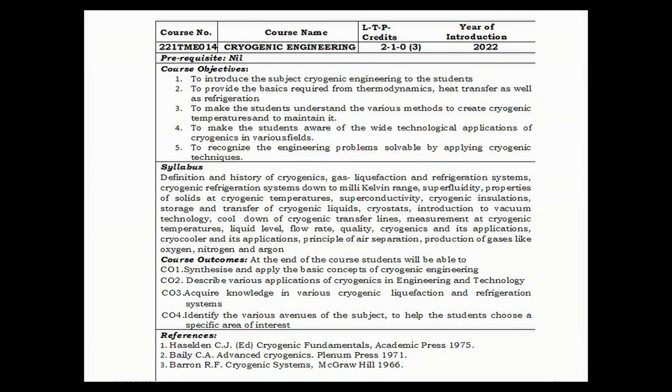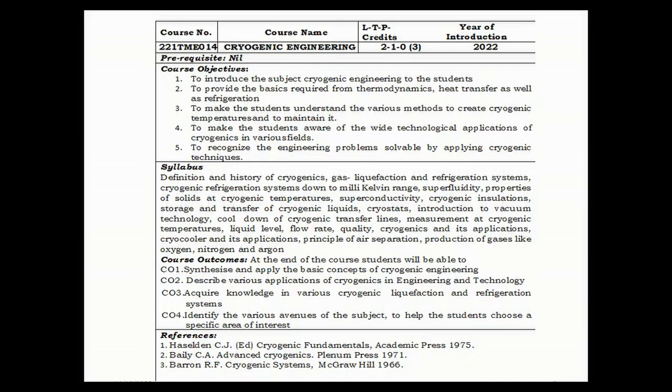This is going to be practical part, but we may not be able to do it here. But what we will be doing will be to provide the information of the various methods to create the cryogenic temperatures. The students should become aware at the end of the course of the wide technological applications of cryogenics in the various fields. And also, they should be able to recognize the engineering problems which can be solved by applying cryogenic techniques.